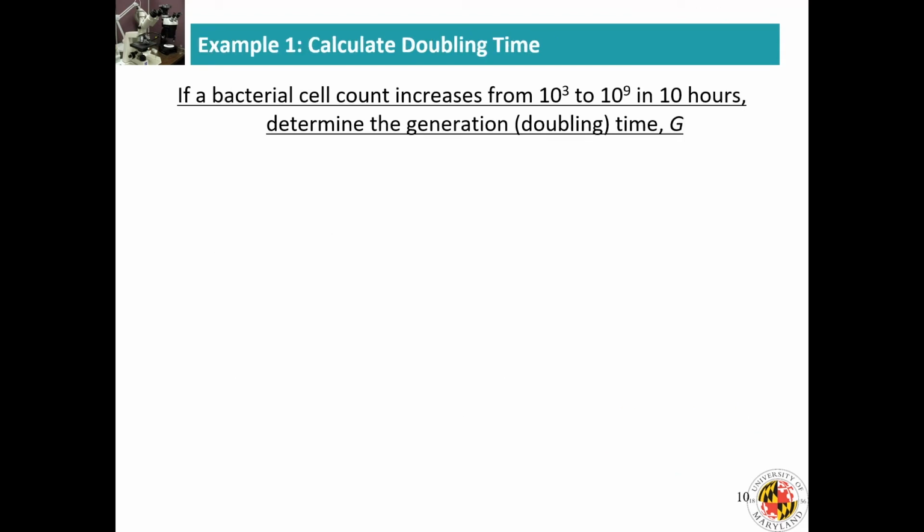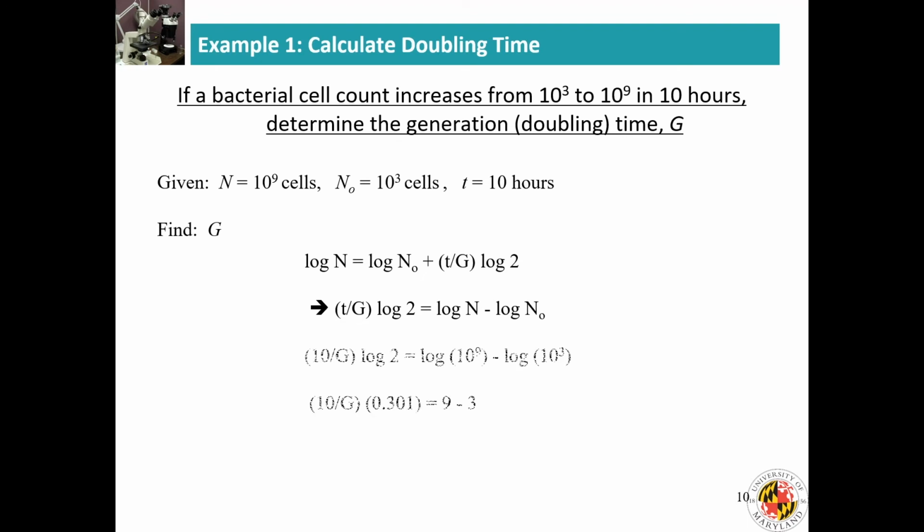Now we want to take a look at a couple of examples to see how to use these equations that we just talked about. So the first example is if a bacterial cell count increases from 10 to the 3 to 10 to the 9 cells in 10 hours, find the generation time or the doubling time. So the givens are the initial and the final cell numbers and the time. So you can easily use the equations that we just talked about and find G here, which is 0.5 hours.